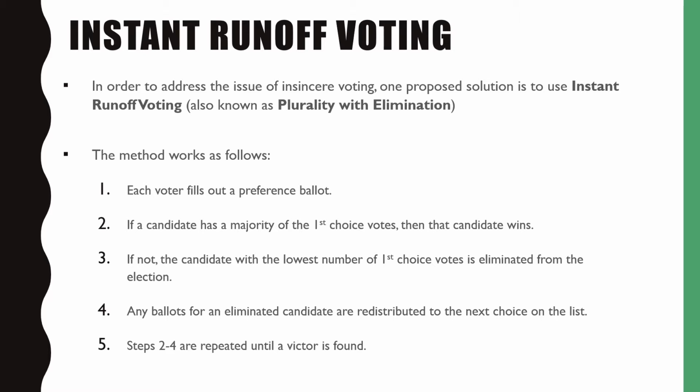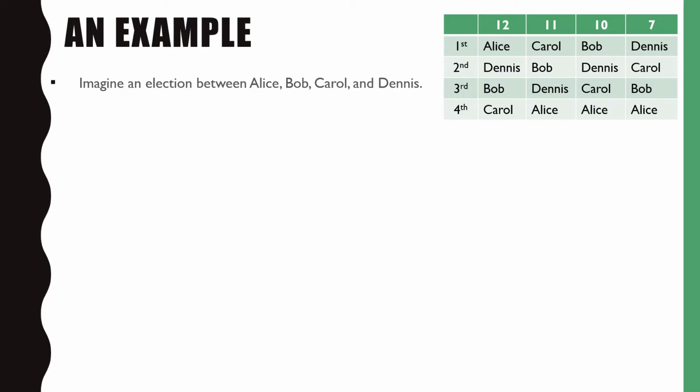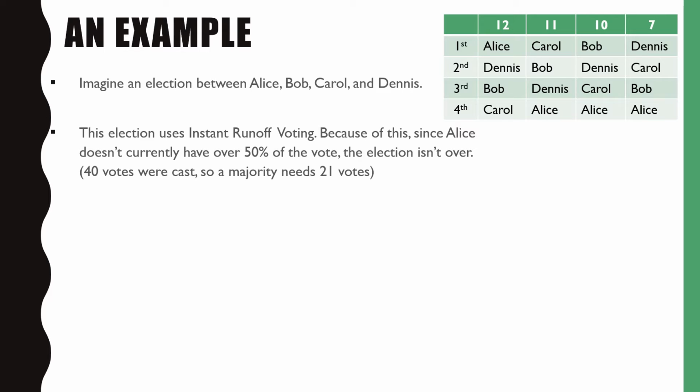Let's think of an example. So let's look at our example. We have an election between Alice, Bob, Carol, and Dennis. And we're going to be using instant runoff voting. Because we need to talk about a majority, we should make sure that we know how many people voted. In this case, 12 plus 11 plus 10 plus 7 people voted for a total of 40. So in order to get a majority that's over 50%, we're going to need slightly more than half, and half is 20, so we need 21 votes.